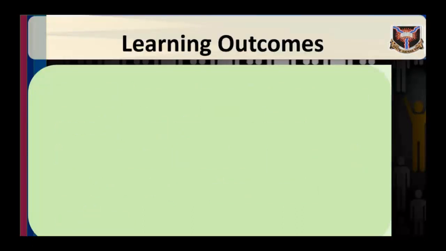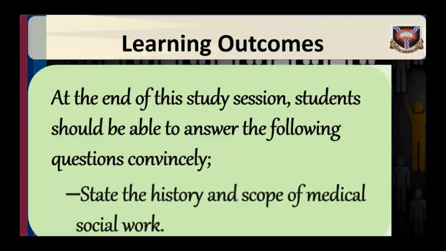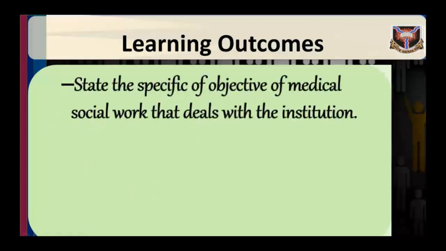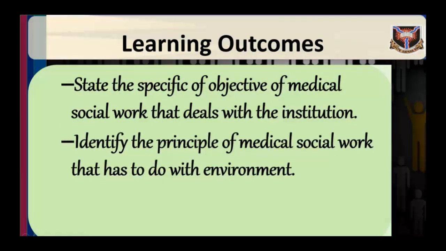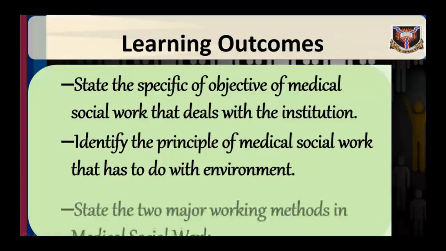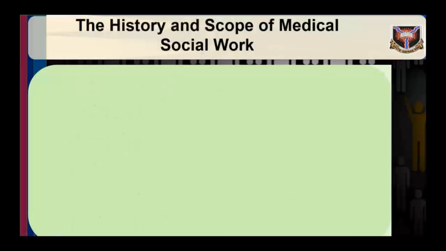Learning outcomes. When you have studied this session, you should be able to state the history and scope of medical social work, state the specific objective of medical social work that deals with the institution, identify the principle of medical social work that has to do with the environment, and state the two major working methods of medical social work. The history and scope of medical social work.